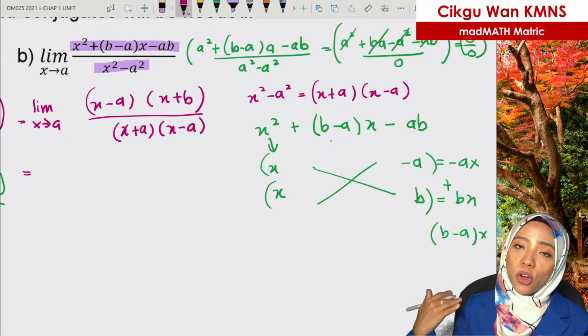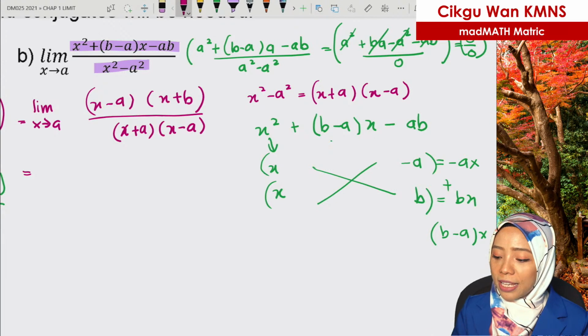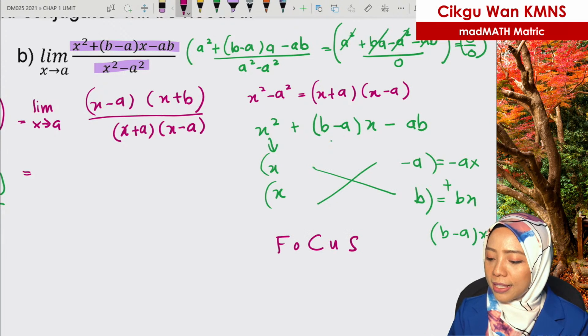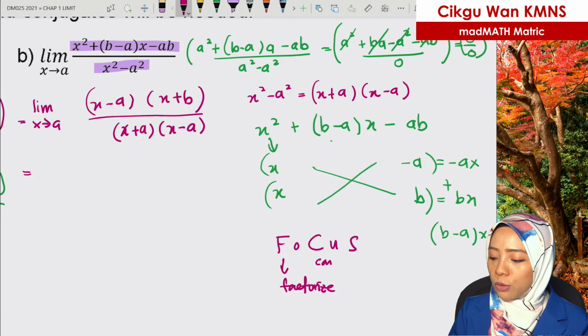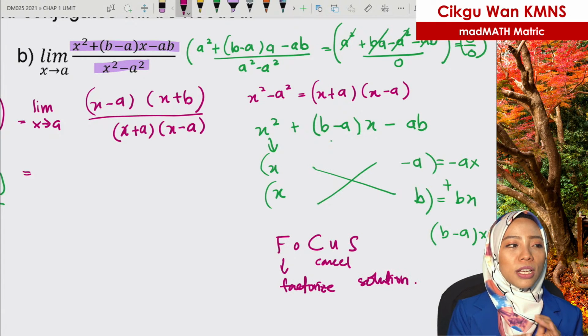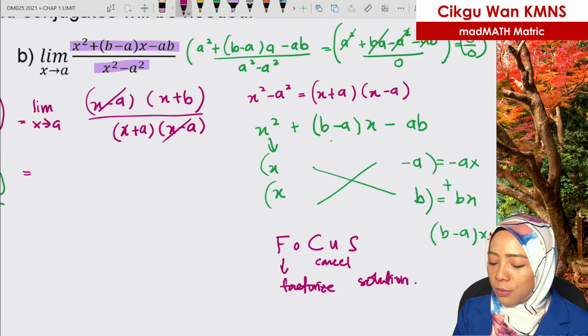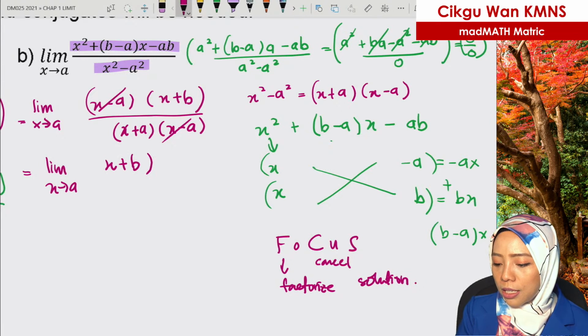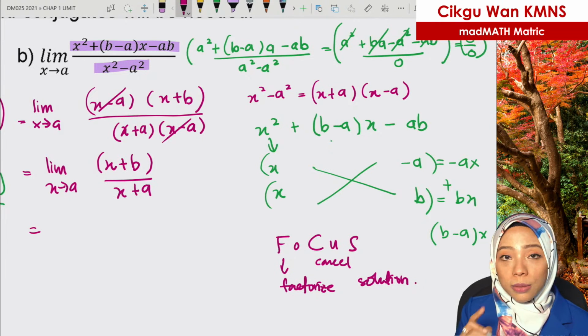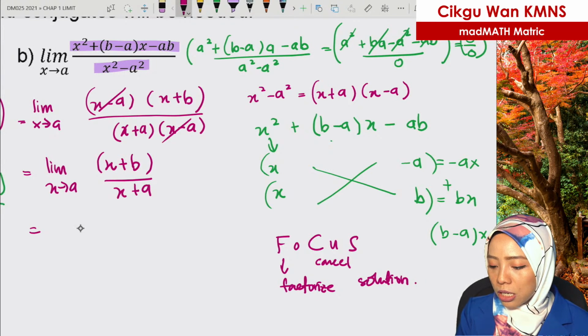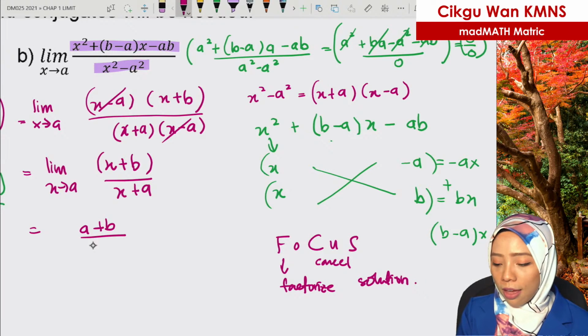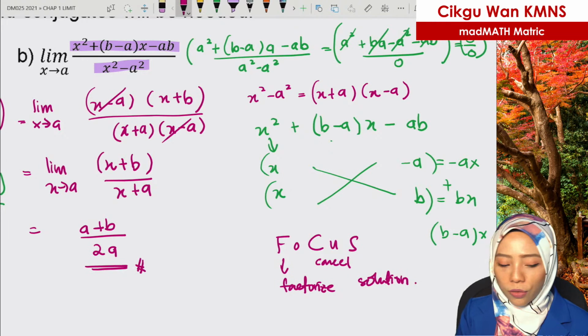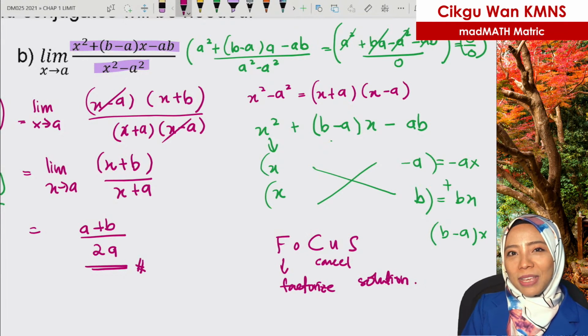Now, it is not sufficient if you only factorize. I said what? Focus. F-O-C-U-S. F is factor. Yes, you have done that part. Factorize. And then C is what? You have to cancel before you are able to find the solution. Okay, write down focus there. Tips. Okay, so now x minus a cancels out. Now you write down limit x approaching a, x plus b over x plus a. Now we are going to substitute x with a. So this is going to be a plus b. This one is a plus a, which is 2a. So that is your final answer. Is this easy peasy lemon squeezy?